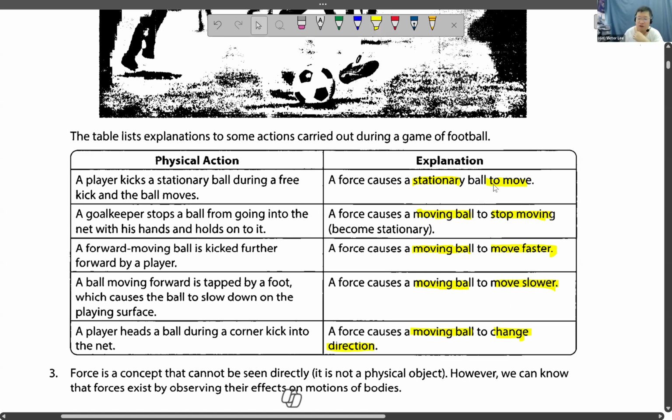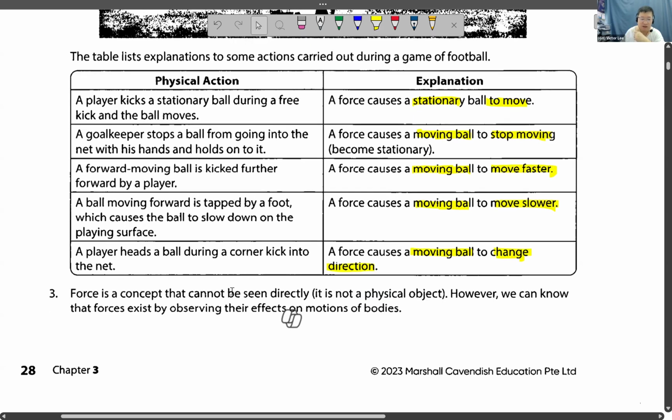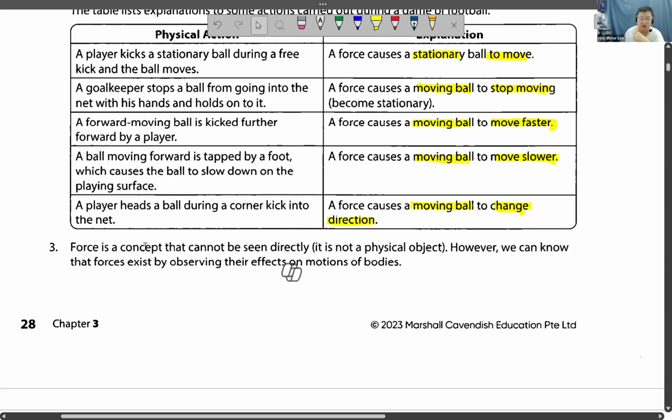Stationary objects can start to move. If it's moving, it can stop. While it's moving, it can even go faster, slower, or change direction. So these are all the effects of forces on motion. Of course, forces can have other effects also; later we look at more. Force is a concept that cannot be seen directly. However, we know the force exists by observing the effects on motion.